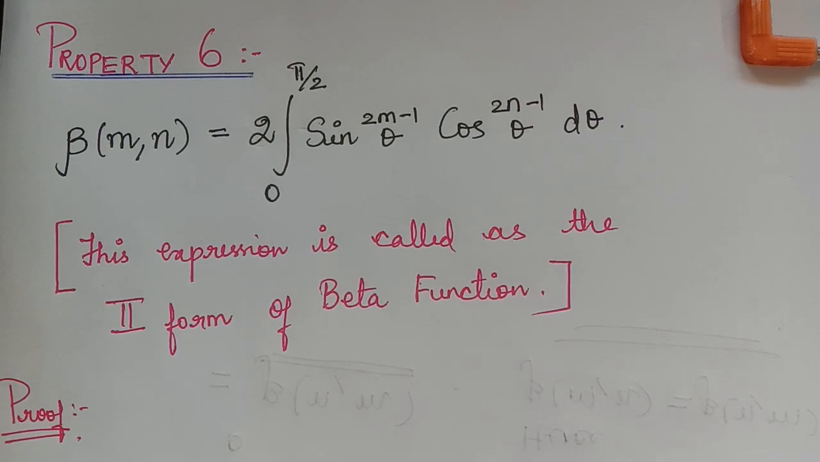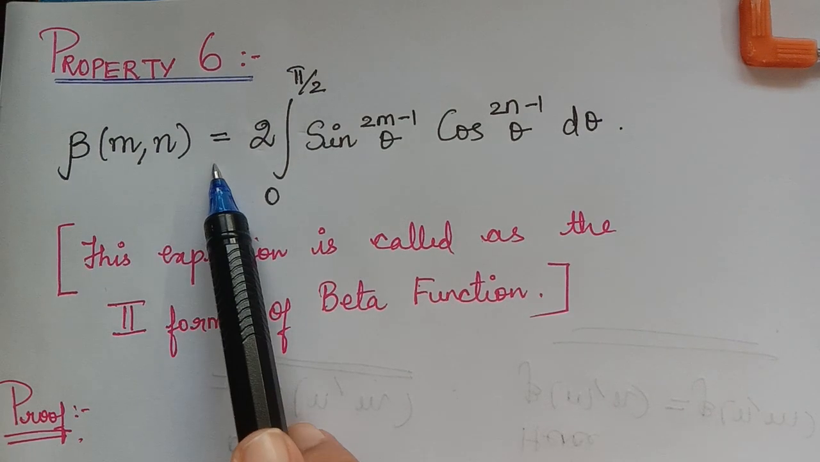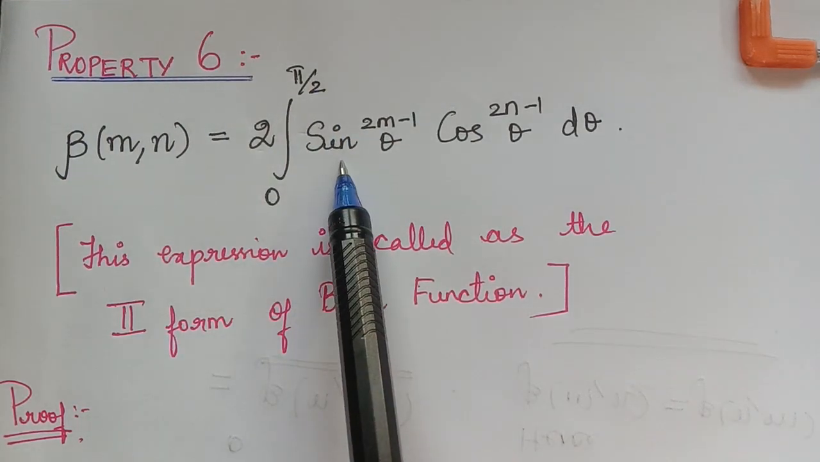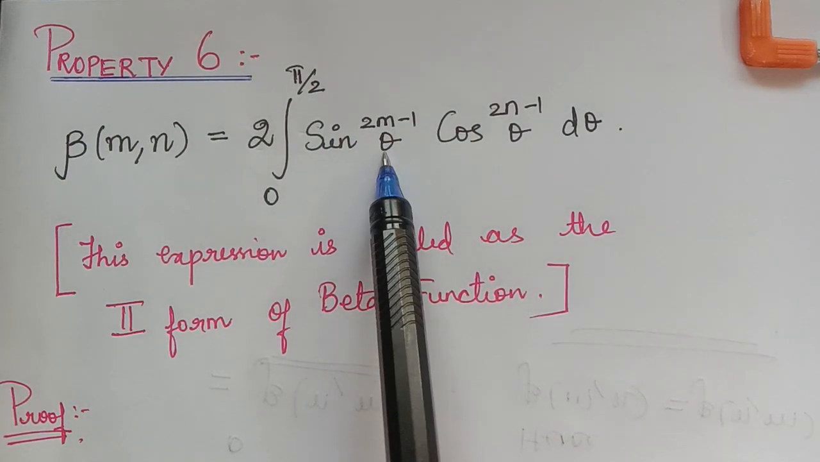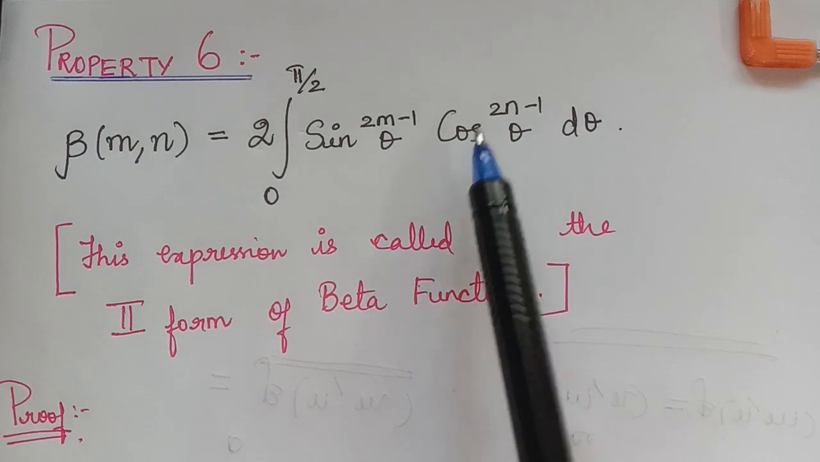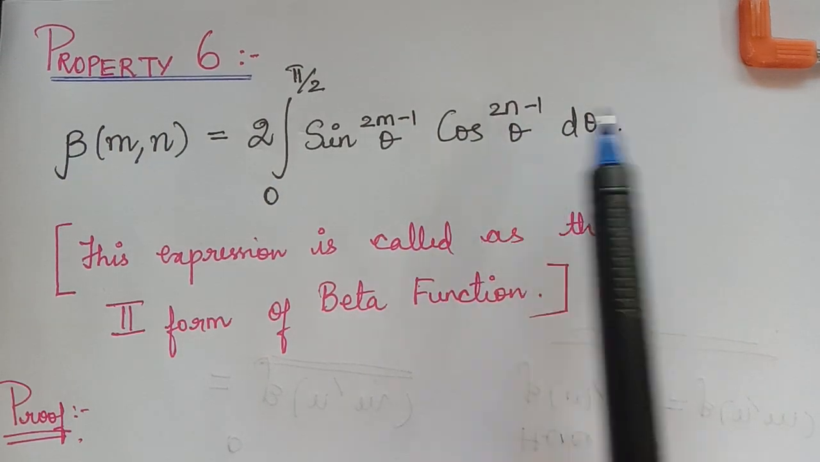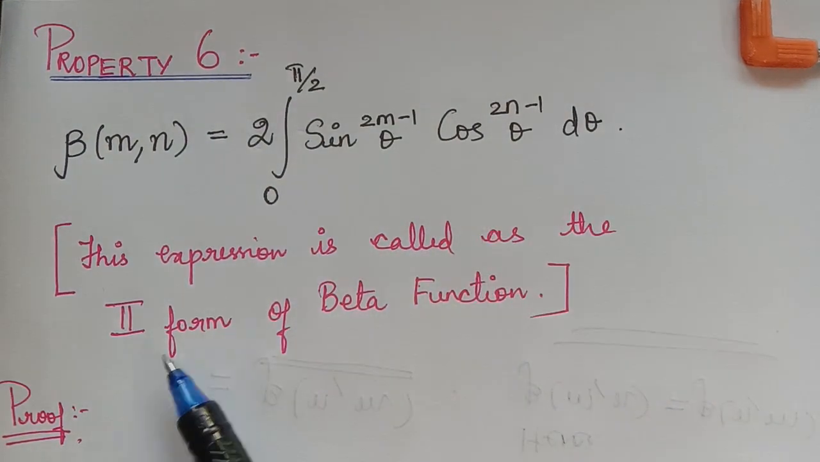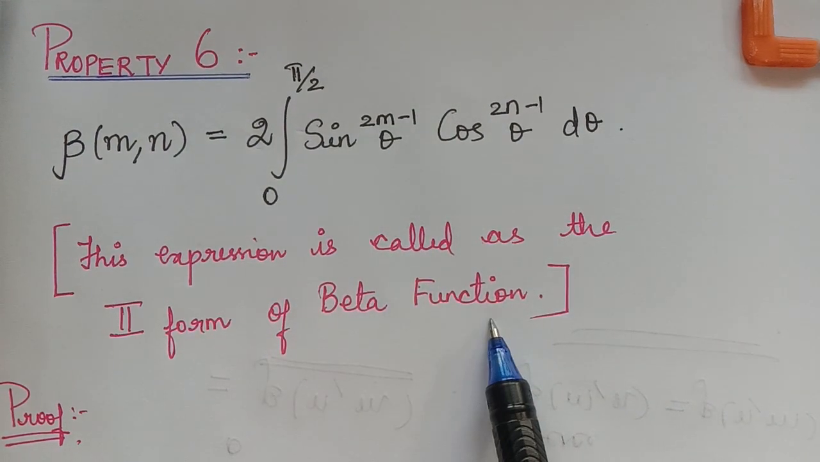So under the topic beta and gamma functions, here we have property 6, which says that beta of m comma n is equal to twice integral 0 to pi by 2 sine to the power 2m minus 1 theta cos to the power 2n minus 1 theta d theta. Now this expression is called the second form of beta function.